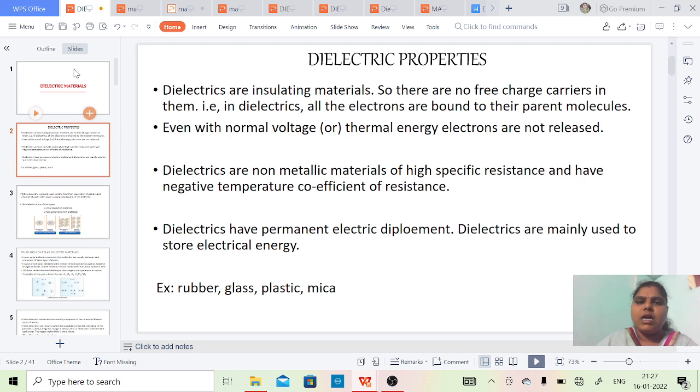Dielectrics have permanent electric dipole moment. Dipole means having two charges, two equal and opposite charges. So the dielectrics have permanent electric dipole moment. Dielectrics are mainly used to store electrical energy. Examples are rubber, glass, plastic, mica.